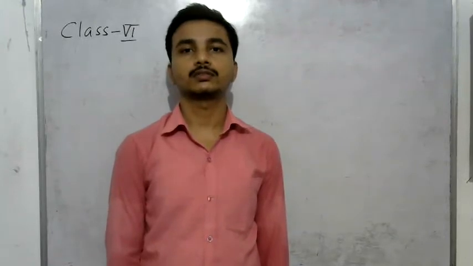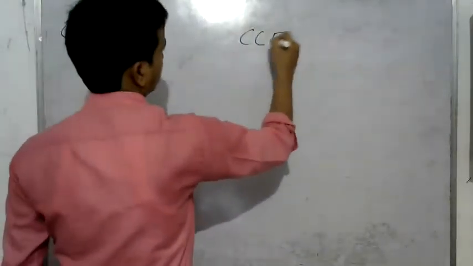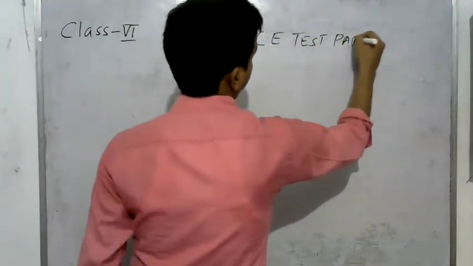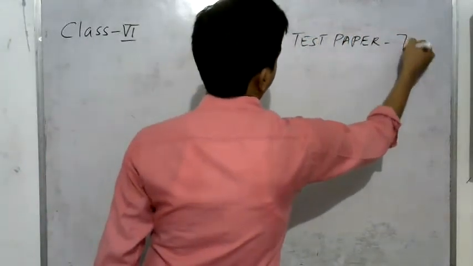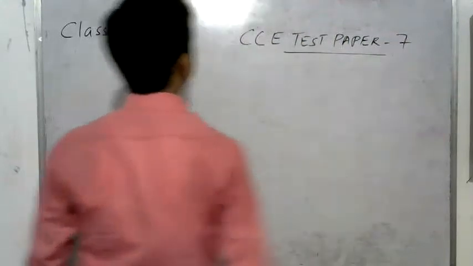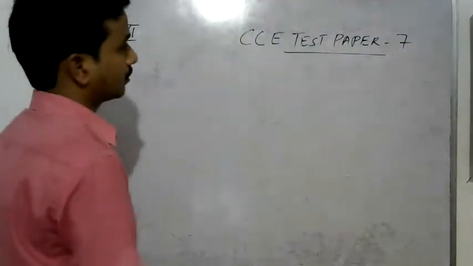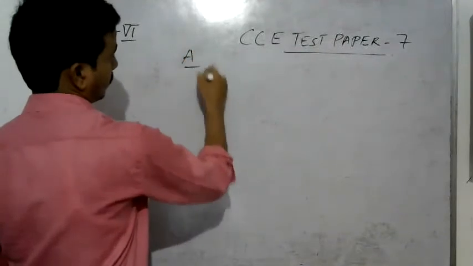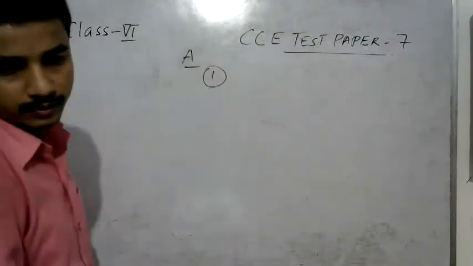So today we are going to discuss some problems of CCE test paper 7. In this video, we are going to discuss part A, question number 1.